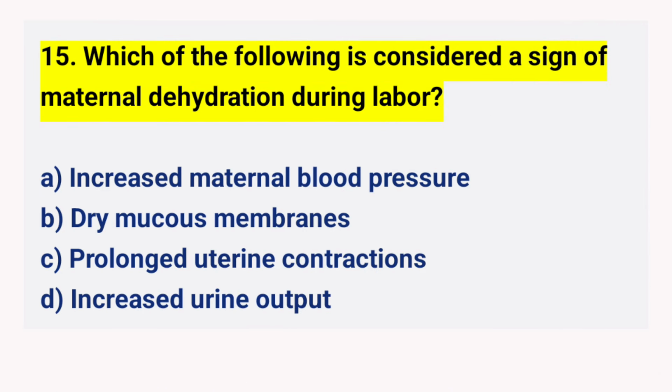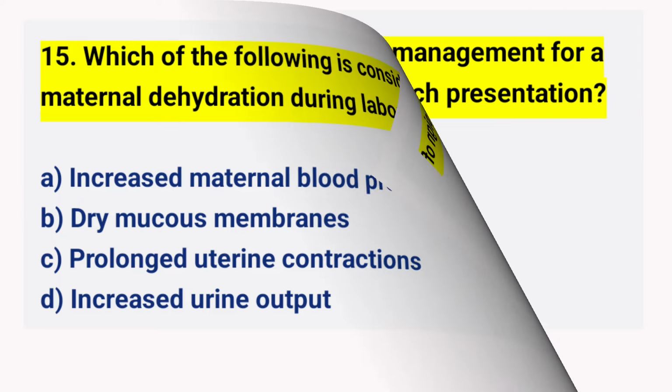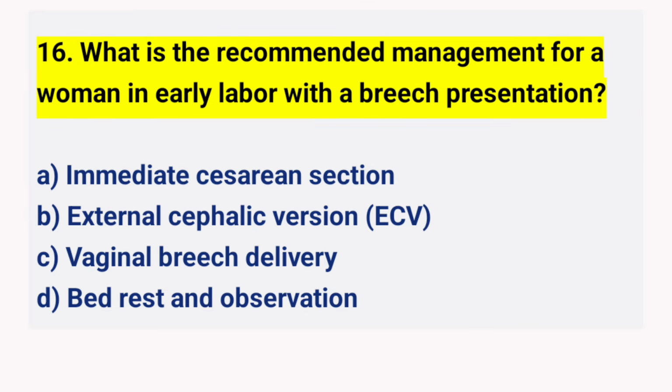Question number 15. Which of the following is considered a sign of maternal dehydration during labor? The right answer is option B, dry mucous membranes. Question number 16. What is the recommended management for a woman in early labor with a breech presentation? The right answer is option B, external cephalic version, ECV.